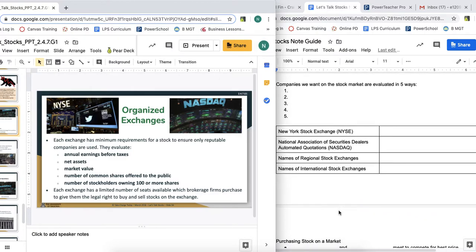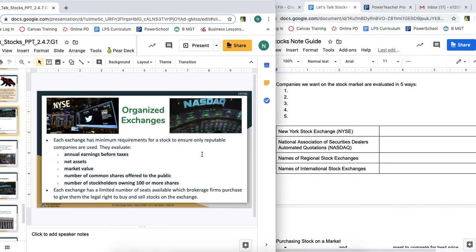All right. Now we're going to talk about organized exchanges. So companies are evaluated on the stock market. There are 5 different ways that we can do this. They will be evaluated on their annual earnings before taxes, their net assets, their market value, their number of common shares offered to the public, and their number of stockholders holding 100 shares or more.